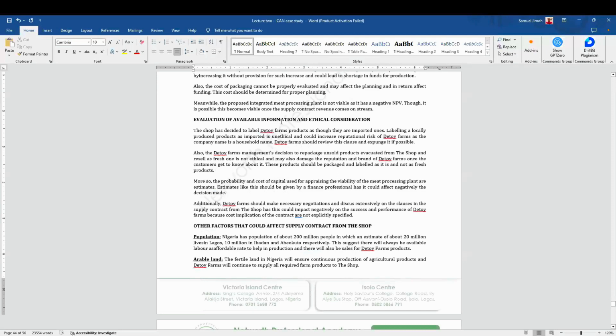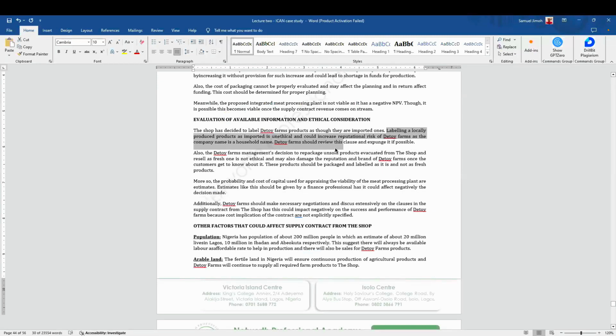Okay. Then evaluation of information and ethical concern. So this is professional skepticism and ethics. If you see, I'm not putting professional skepticism and ethics. That's not the heading you should use. You use evaluation of information and ethical issue. Then I was skeptical about the labeling. They said they will label as though it were to come from South Africa. It is unethical to me, and to repackage unsold product.